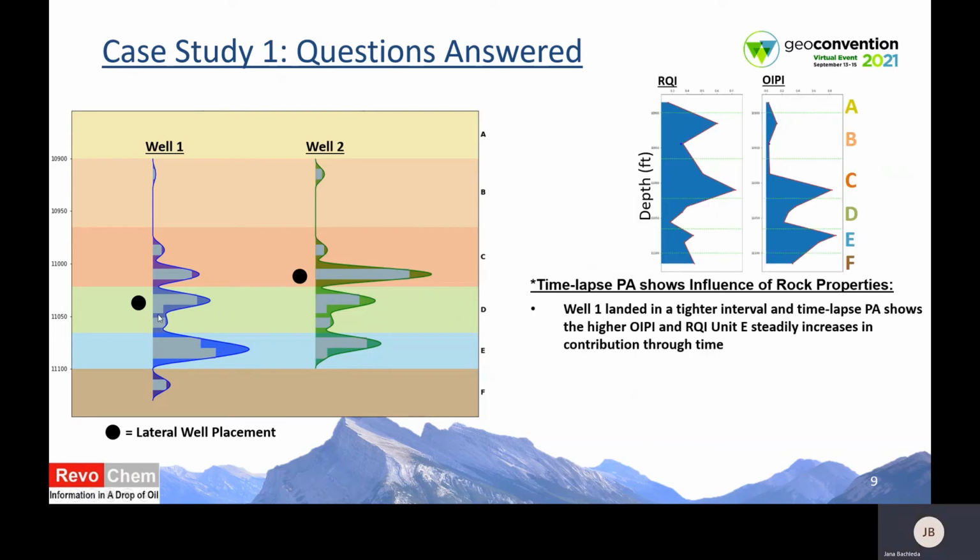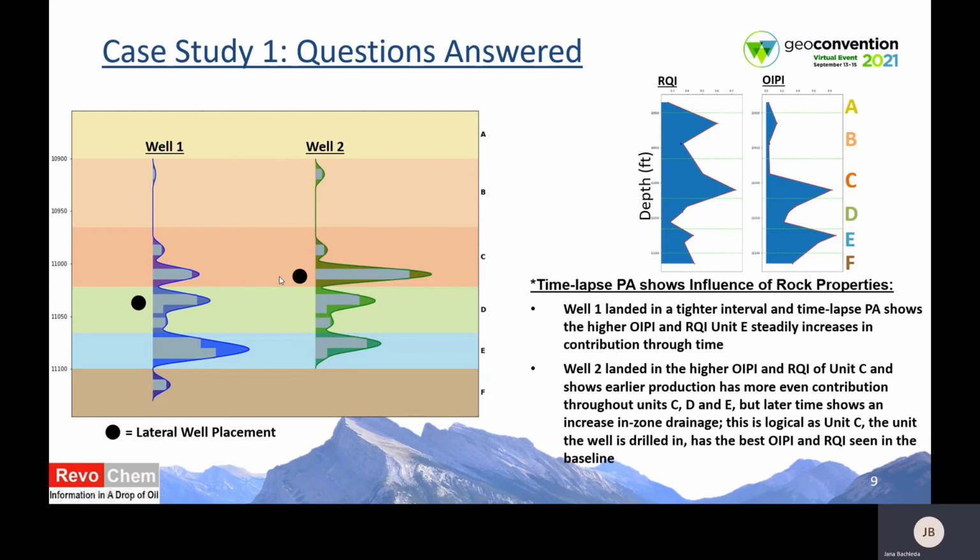So well 1, as we see, landed in a tighter interval of Formation D. We can see that in our RQI. That indicates low permeability in Formation D and lower oil saturation. So well 1, which landed in this tighter, lower oil saturation interval, shows that through time, out-of-zone contribution steadily increases. So drainage in Unit E steadily increases through time.